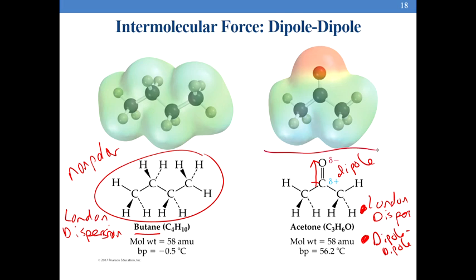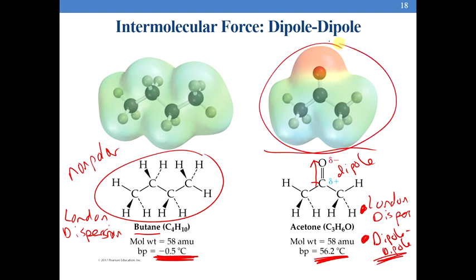Okay? If you look at the boiling point of butane, it is negative 0.5 degrees Celsius, whereas the boiling point of acetone is 56.2 degrees Celsius. They have the same molecular weight, but because of the extra intermolecular force, it takes more heat to boil acetone. Okay? This BP stands for boiling point.